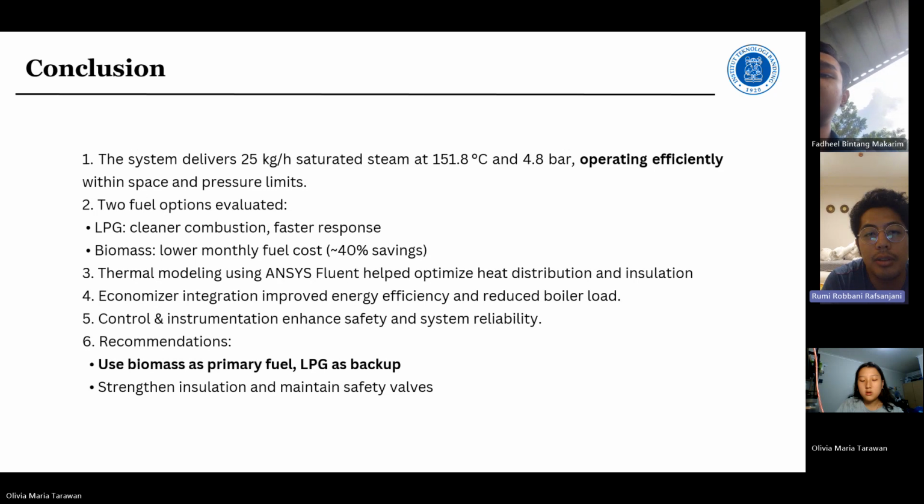Thermal modeling using ANSYS Fluent helped optimize heat distribution and installation. Economizer integration improved energy efficiency and reduced boiler load. And then control and instrumentation enhance safety and system reliability. For the recommendations, we use biomass as our primary fuel and LPG as backup, and then strengthen insulation and maintain safety valves.